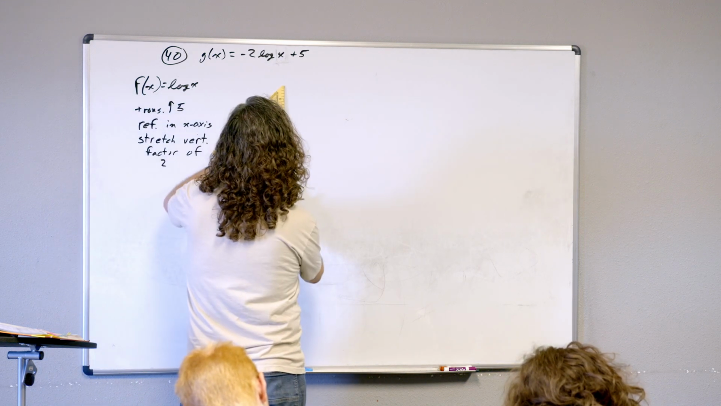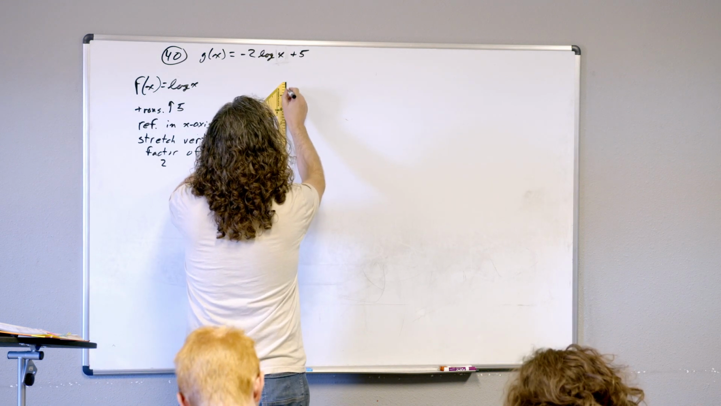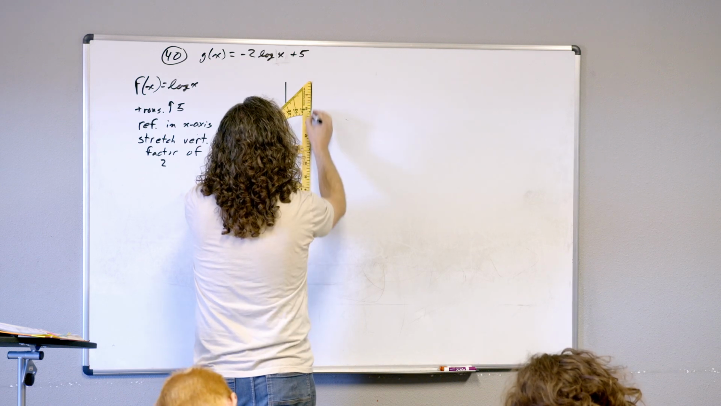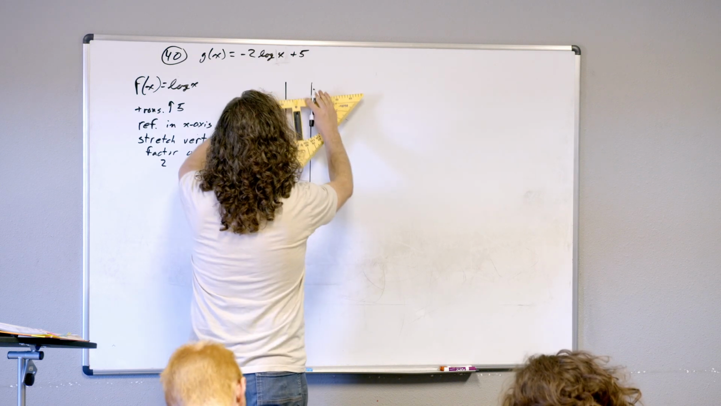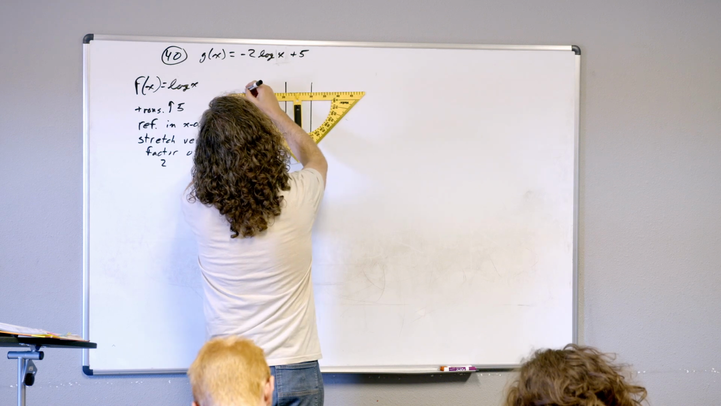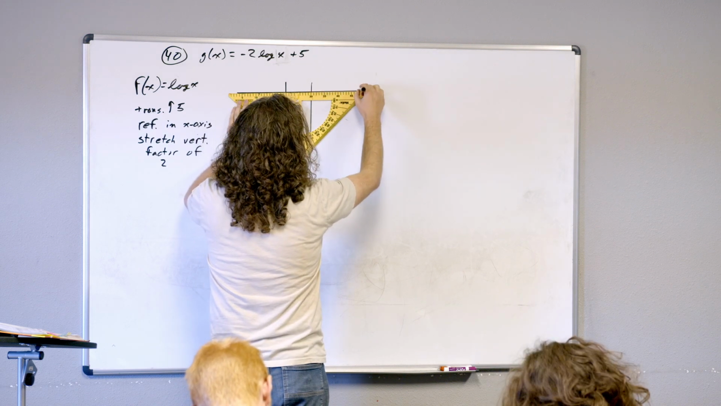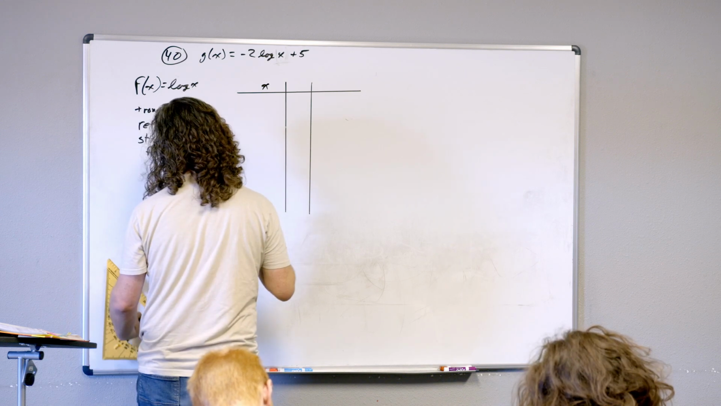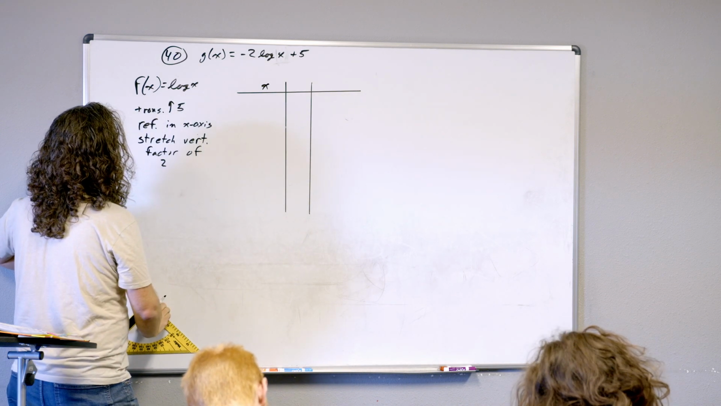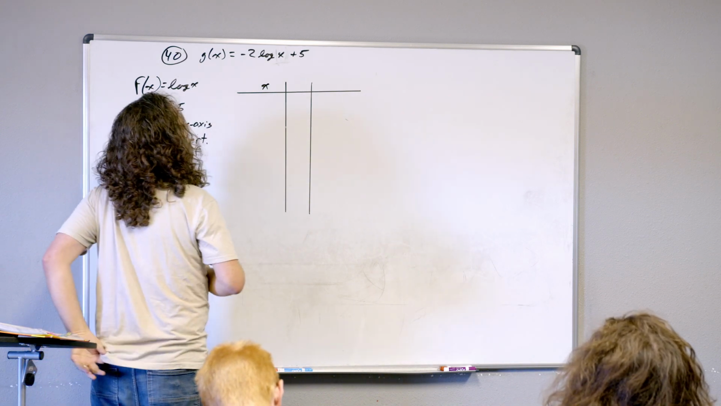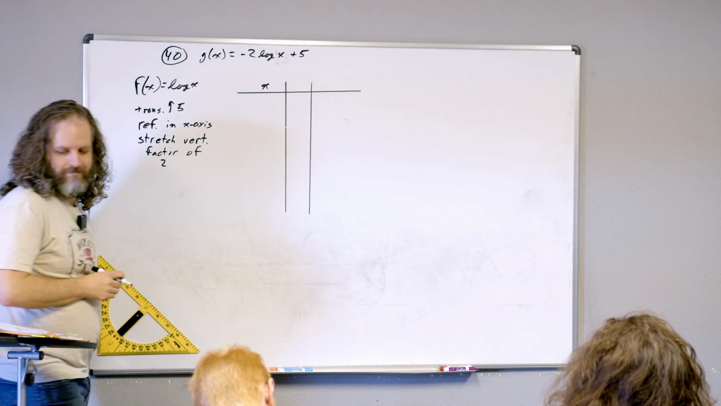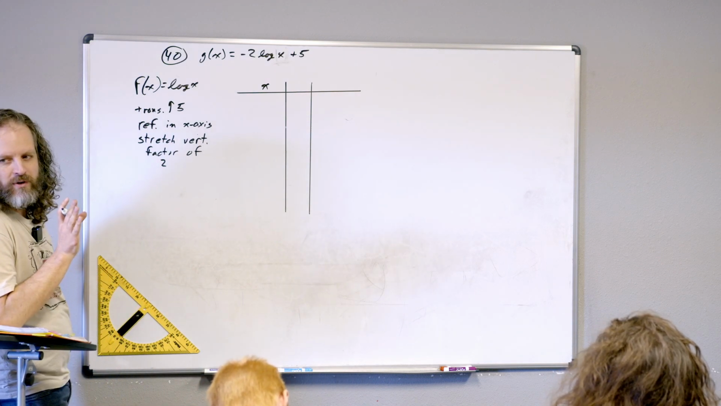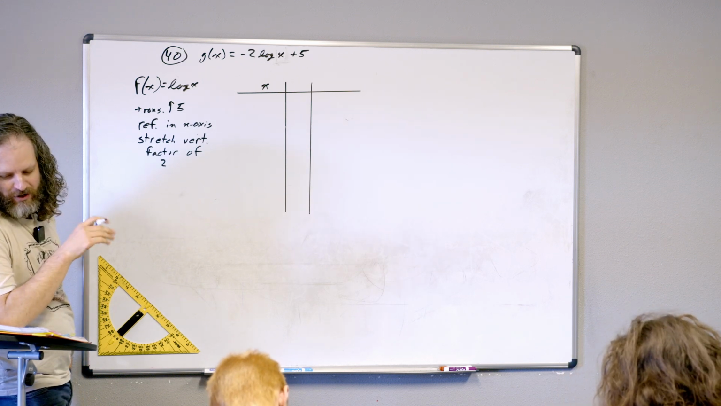Let's make us a little table. What makes sense to pick for x? It's still going to be the -2. Let me ask a question real quick. Let me throw a curve.